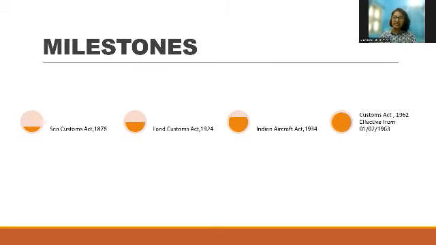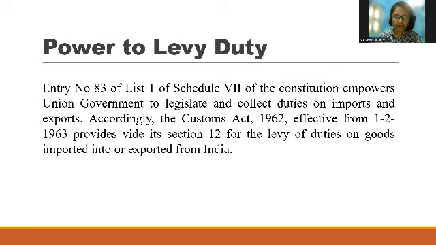So Customs Act 1962 was enacted in 1962 and it was effective from 1st February 1963. For any act to obtain the power to levy a duty, it has to be delegated through the Constitution. So entry number 83 of List 1, Schedule 7 of the Constitution empowers Union government to collect import duty and export duty on the goods imported and exported from India. So it is entry number 83 of List 1 of Schedule 7.